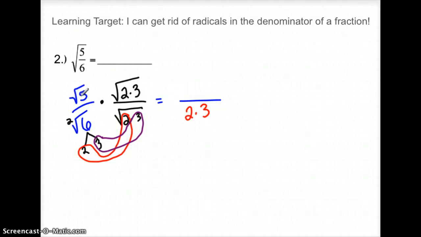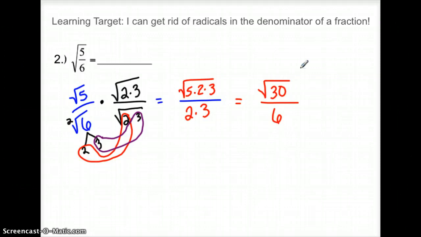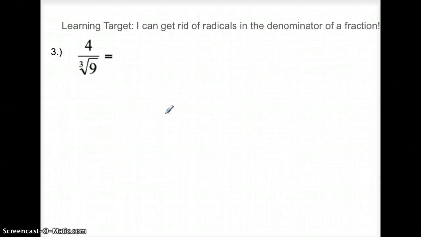And again, since they're both square roots on the top, I can just make that the square root of 5 times 2 times 3. But all this multiplication, I should clean it up. So let's see, on the top, 5 times 2 times 3, that would just be square root of 30. And on the bottom, that would just turn into a 6. So this would be my equivalent form for example 2, but just proper, where I don't have the square root at the bottom. Okay? So let's keep kicking it up a notch.